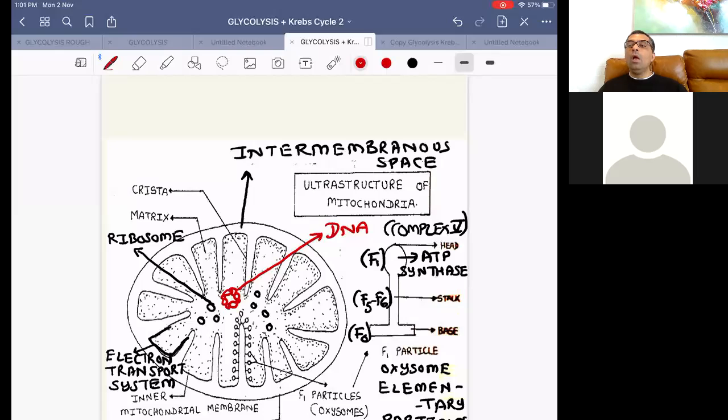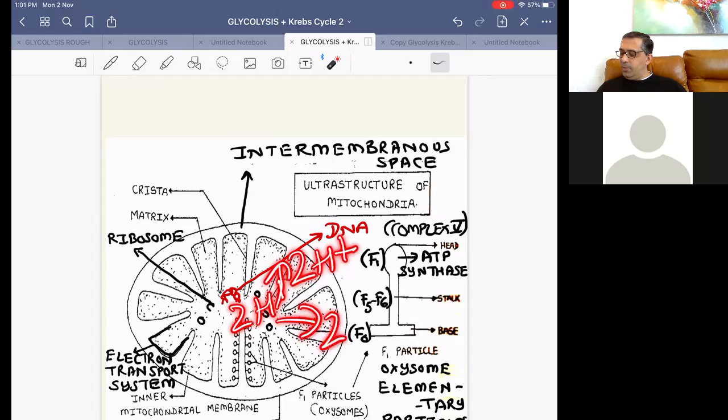So now let's see how the electron transport will actually take place. So let's understand the actual ETS. Okay, so if you remember, the 2H have split to form 2H plus and 2 electron minus.